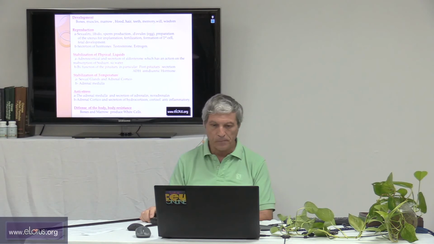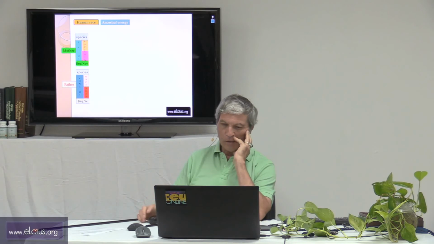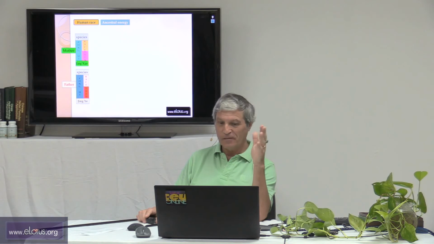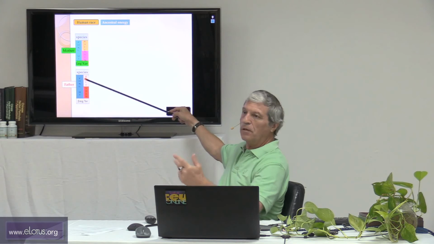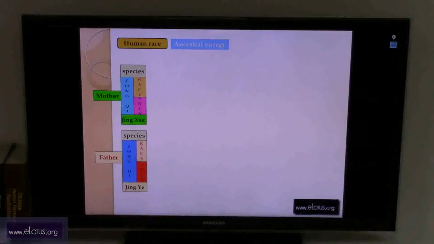Alors, another black box. The reproduction. Human race, okay. We have one mother, one father. Each are different. We are the same, human race, no problem. But mother are Zong Qi. Do you know Zong Qi, ancestor? En français, les ancêtres. Yeah, ancestor.